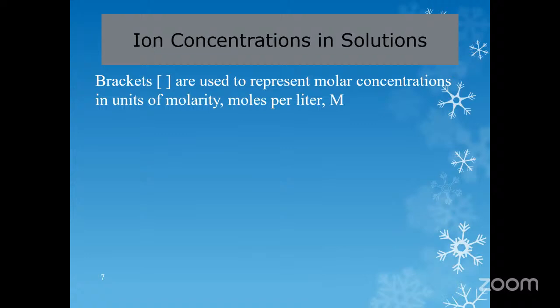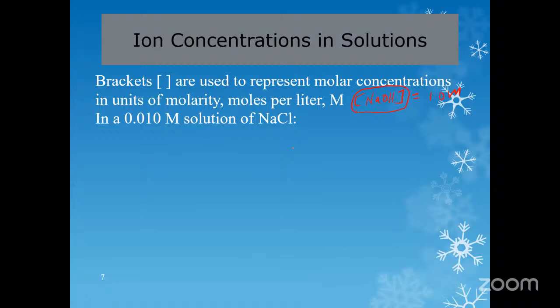So for example, if you see something like this, right? That should be read as the concentration of sodium hydroxide is equal to, let's say, 1.0 M, right? So basically, whenever you see this symbolism, it means the concentration of whatever is within those square parentheses, all right?